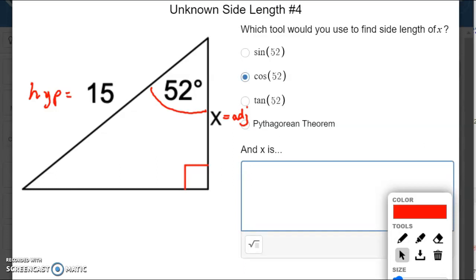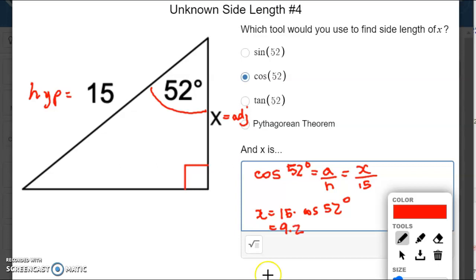So to do that, I'm going to do cosine of 52 degrees, which is going to be adjacent over hypotenuse. Adjacent is x and hypotenuse is 15. Multiplying both sides by 15, x is going to be 15 multiplied by cosine of 52 degrees. And when I use the calculator, I get 9.2.